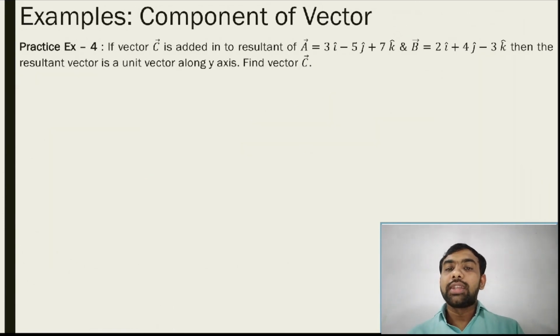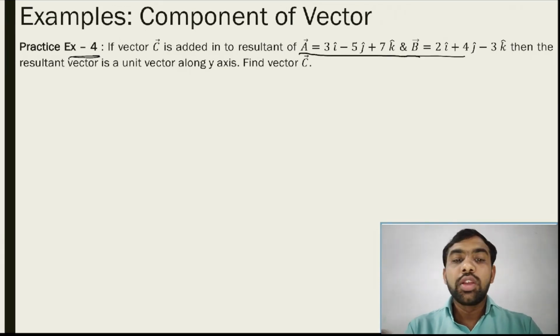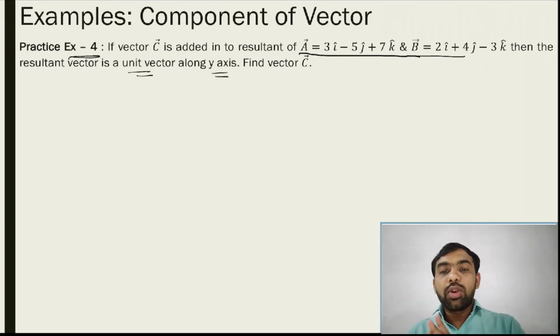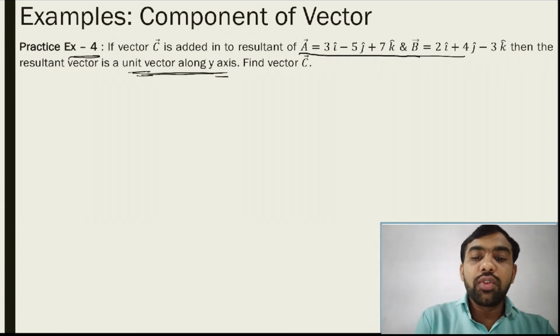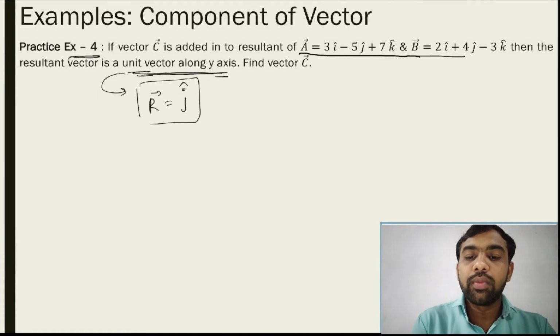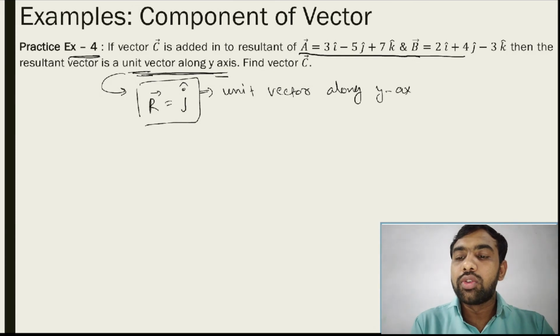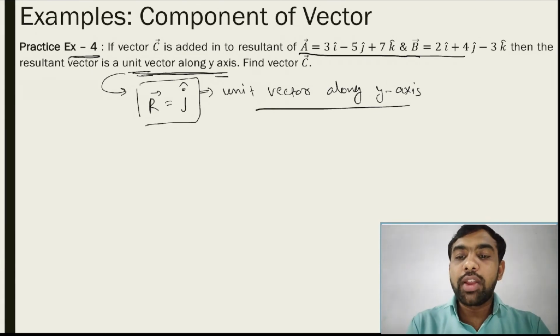Let's see example number 4. If vector c is added into the resultant of a and b, then the resultant vector is a unit vector along y axis. It means if you find the resultant of a, b and c, then what answer comes? Unit vector along y axis. So what is unit vector along y axis? So resultant is equal to j. This is called a unit vector along y axis. Okay, we know this. So what do we have to find? We have to find c.